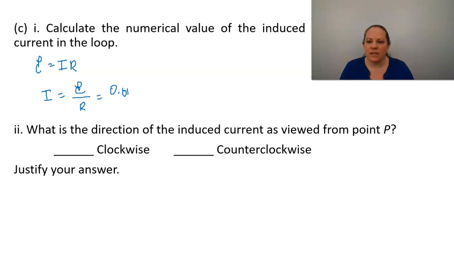So 0.013 divided by that half ohm resistance. And I got a value of 2.6 times 10 to the negative fourth amperes. And our point here for C1 was for substitution into Ohm's law.